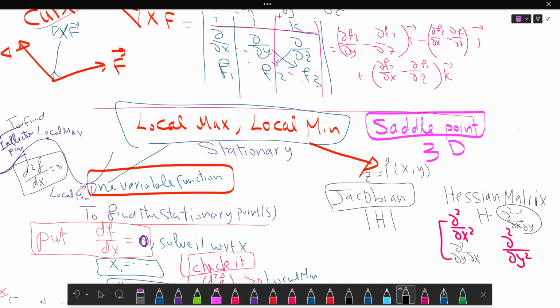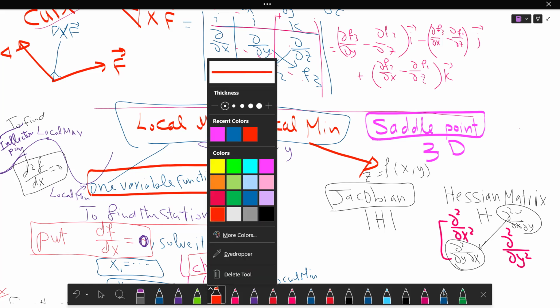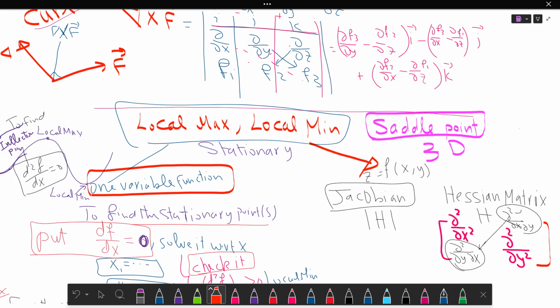I know this is symmetric. Why is it symmetric? Because these are the same, right? This is why they call it symmetric. Okay? So the Hessian matrix is symmetric, right? Here the partial square, partial x, partial y, and here partial square, partial y, partial x, because they are equal. This is why this one is equal to this one.